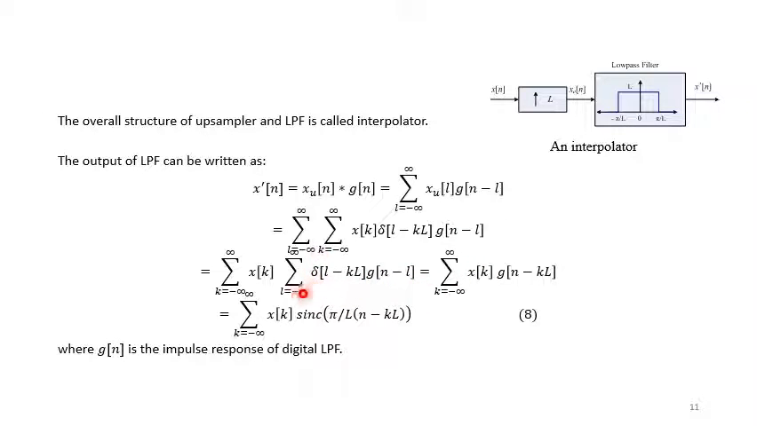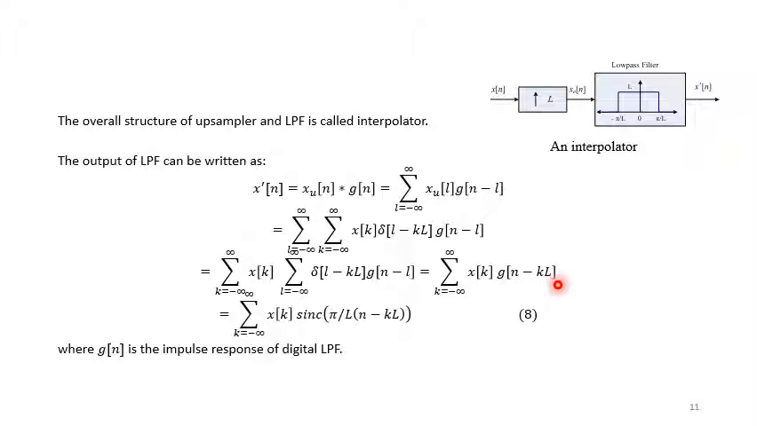Because the product will always be 0 except when the argument of the impulse is 0, and it will be 0 only when l equals kL. So that means when small l equals k capital L, this will be 1, and here we can again replace small l with k capital L. So this whole thing reduces to g of n minus kL.